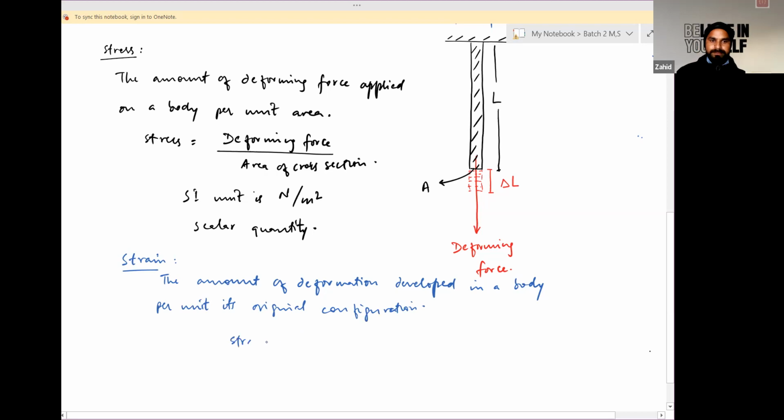So strain equals deformed shape divided by original shape. In this case, deformation is delta L and original configuration of the body is L. So it will be delta L divided by L. Now, both numerator and denominator have the same unit, so it will be a unitless quantity.